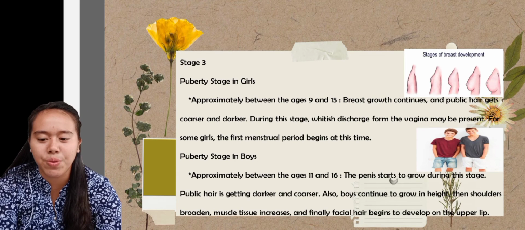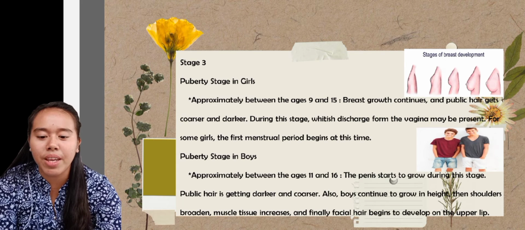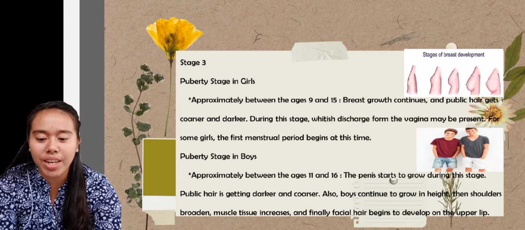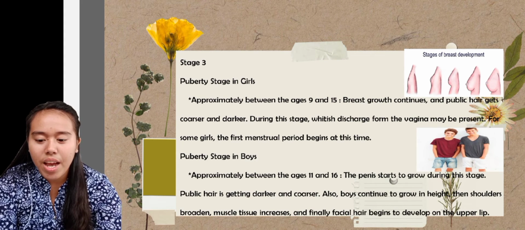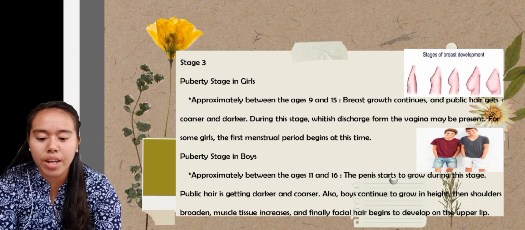Next is stage 3. Puberty in girls, approximately between the ages 9 and 15, breast growth continues and pubic hair gets coarser and darker. During this stage also, whitish discharge from the vagina may be present. Then, for some girls, the first menstrual period begins at this time.